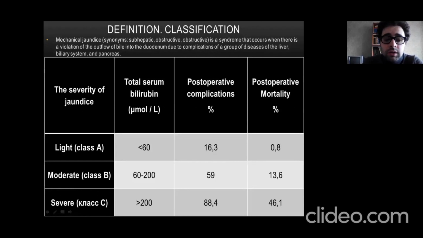Classification: the jaundice is divided by classes: class C, class B, class A. Here it is the word class, you understand. Mechanical jaundice by severity is divided into these classes. Why? This is an international and Russian classification, because postoperative mortality from treatment and complications are strongly connected with total serum bilirubin, strongly.